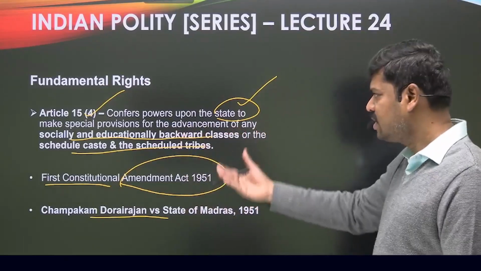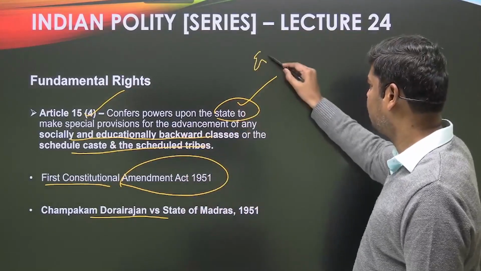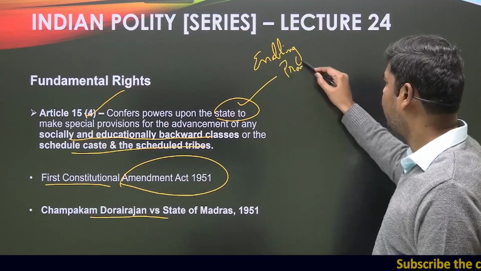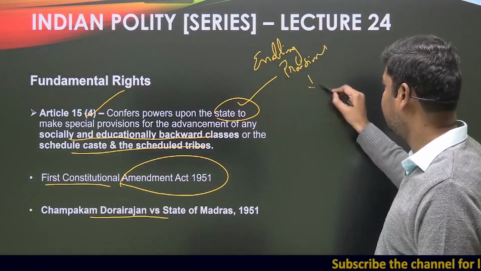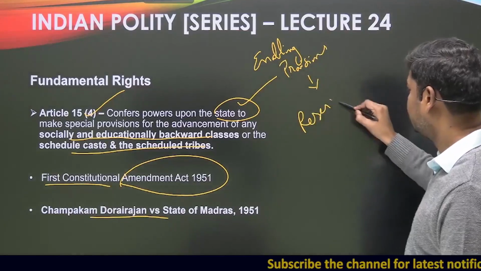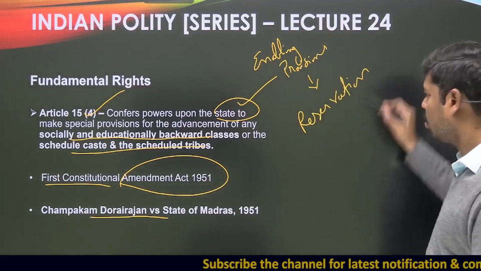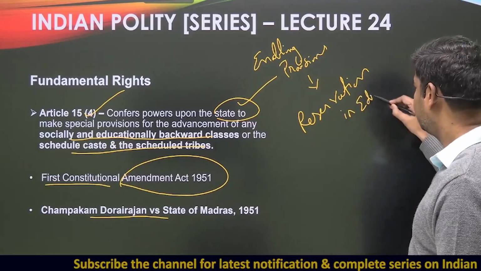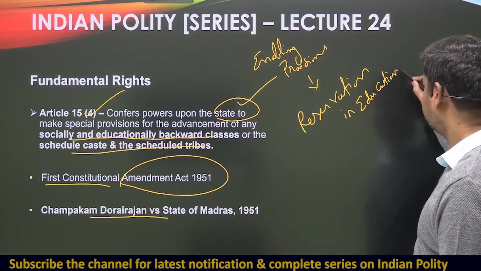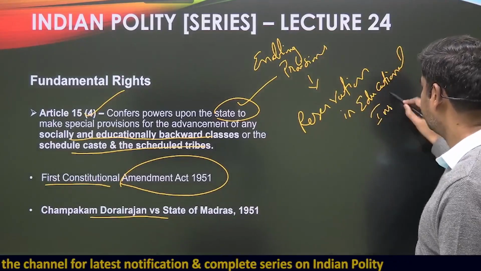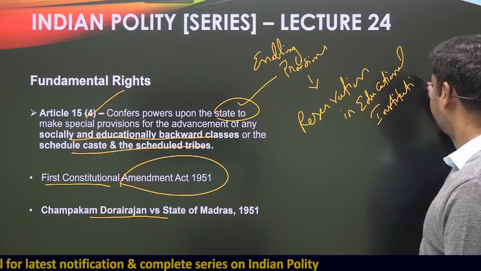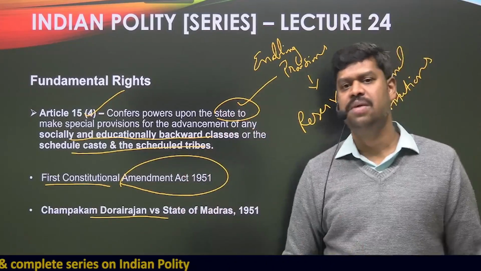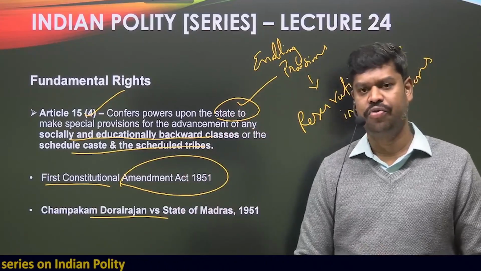So now this acted as an enabling provision. This Article 15 Clause 4 acted as an enabling provision for the state to provide for what is called reservation in educational institutions. Today a lot of reservation is given in educational institutions. That reservation in educational institutions given to the backward classes and to the scheduled caste and scheduled tribe is basically done by the state based on the provisions of Article 15 Clause 4. So this is the basic understanding you should have. Is that clear to all of you?